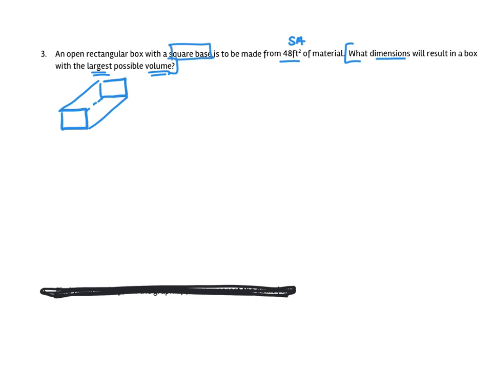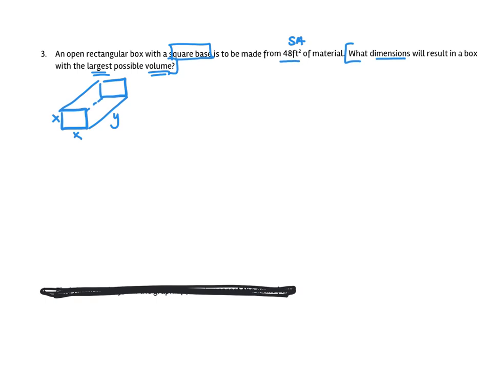Square base means the length and the width are the same, so I'm going to call that x. So that's x, that's x. And then the depth or the height, I'm going to call y. So we are talking surface area.